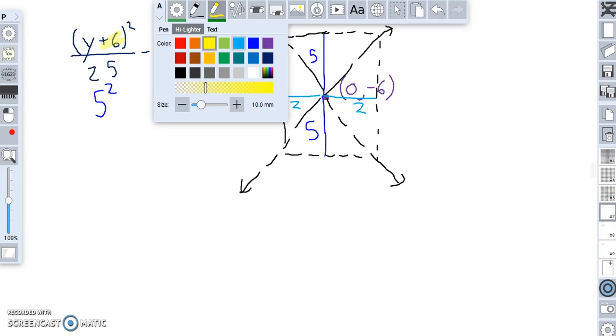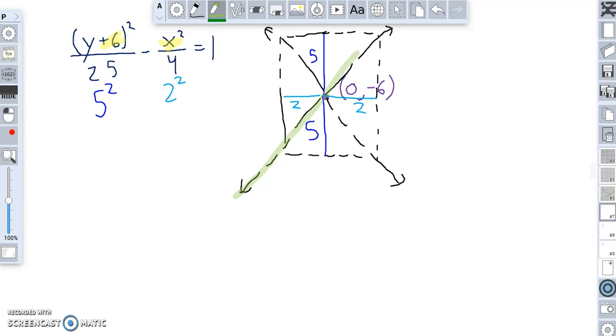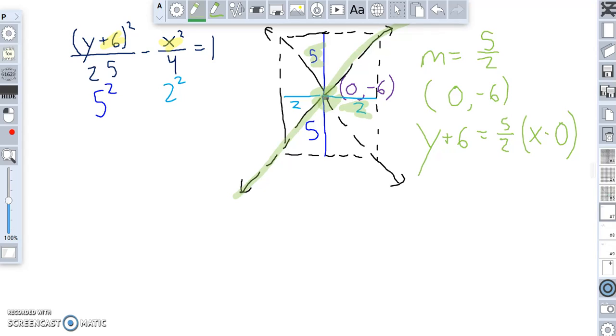I can tell that this asymptote has a slope of, it rises 5 and it runs 2. So it has a slope of 5/2. And this asymptote passes through the center. It passes through the point 0, -6. So if I use my point slope form, and I do y minus y1 equals m x minus x1, I have my equation.